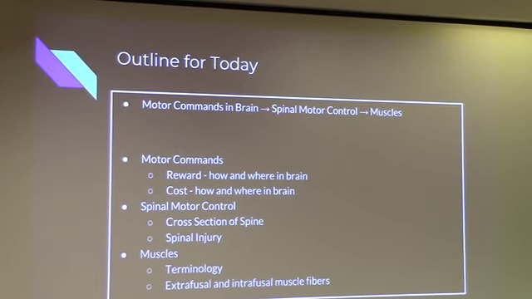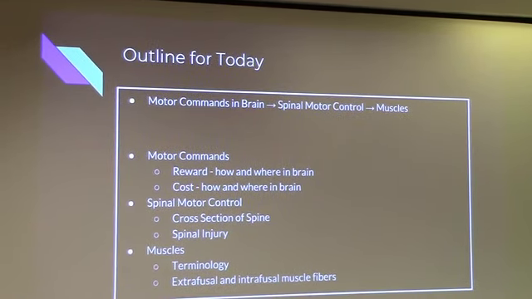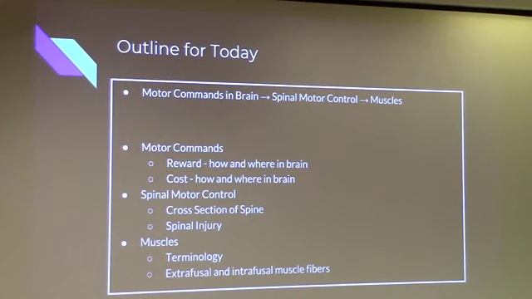Within motor commands, you have to understand the model that he lays out. We'll talk about that, but the most important part of that model is talking about rewards and costs. For muscle physiology, you really have to understand what the cross-section of a spine is, reading what the different components of the cross-section of a spine are, and what happens during spinal injury. And for muscles, you have to understand the difference between extrafusal and intrafusal muscle fibers, as well as the afferent and efferent nerve fibers that innervate those muscles.